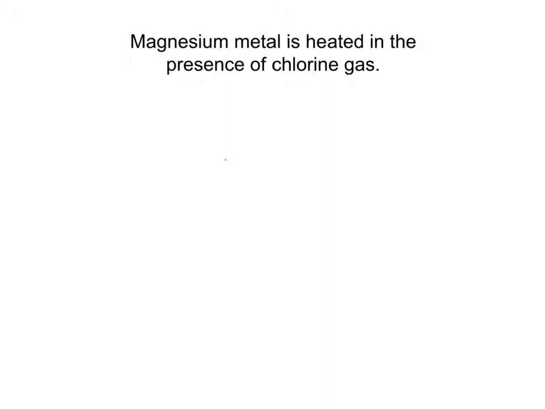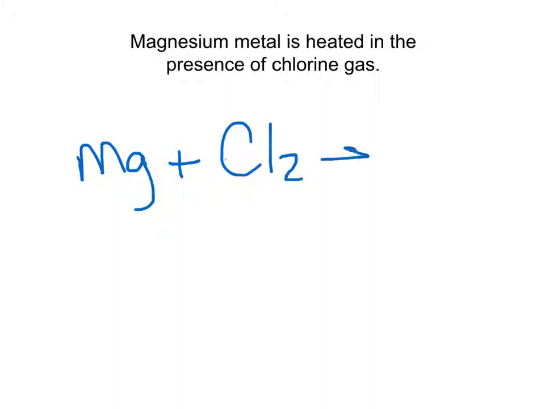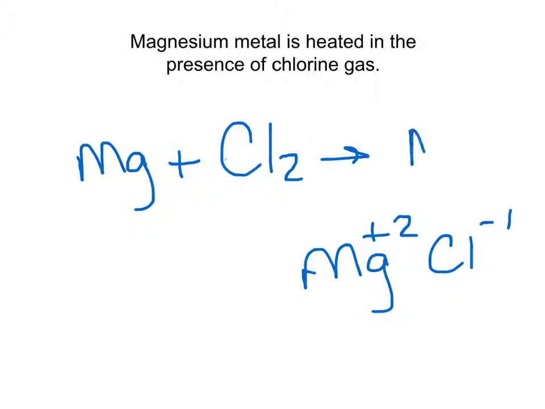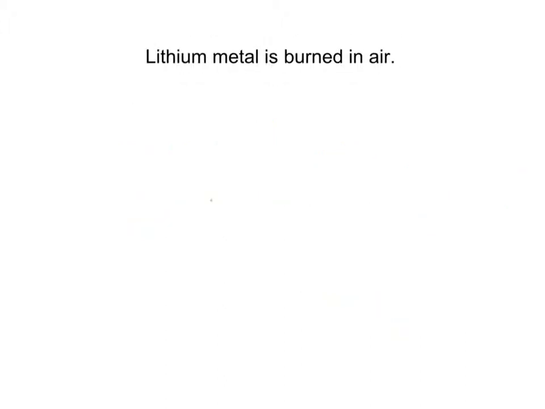In this reaction, magnesium metal, so solid magnesium, no charge, single element, reacts with chlorine gas. And again, use the charges. So you would have 2 chlorines in the compound. And it happens to already balance.